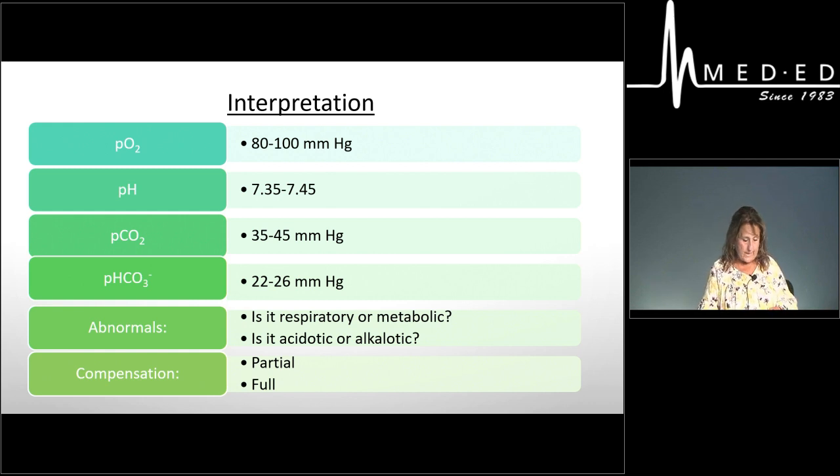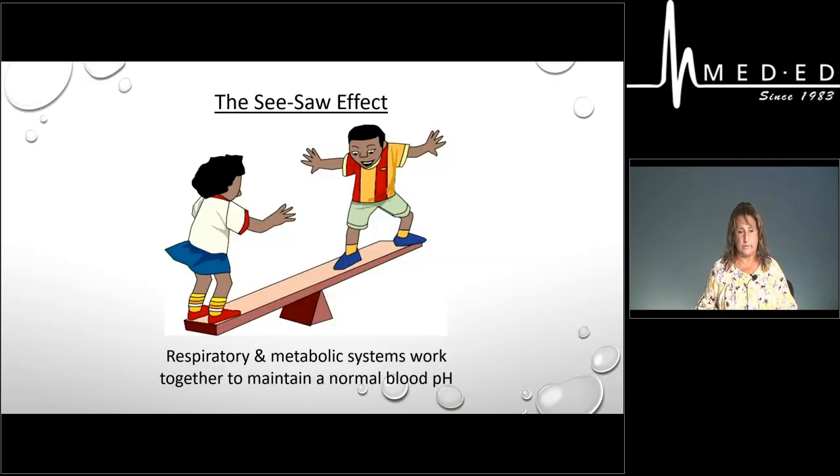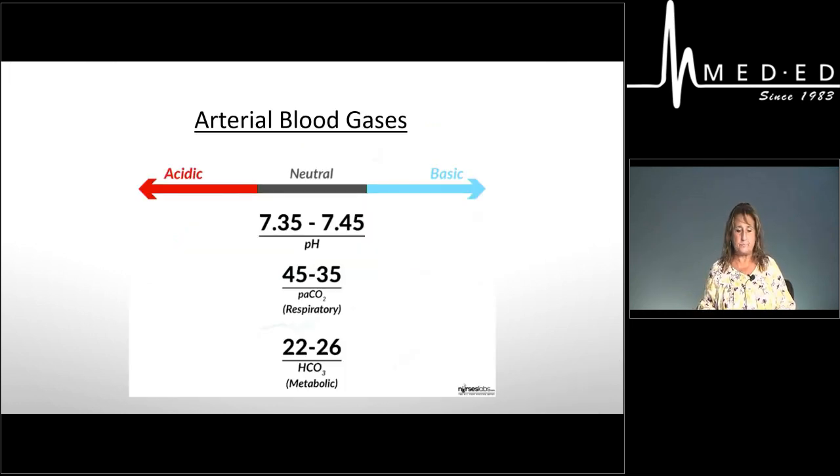So as we go through the exercises, I think this will help you a little bit. And really, it's the seesaw effect. We want these systems to work together to maintain normal blood pH. So keep it in the middle. Your respiratory and your metabolic or kidney function needs to be good in order to have a good blood gas.